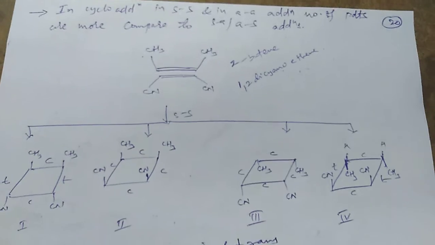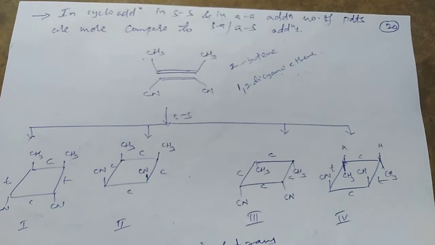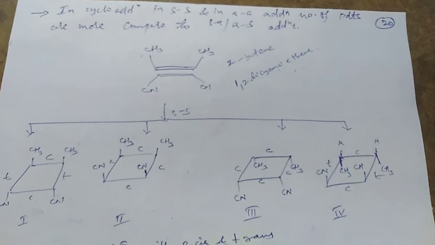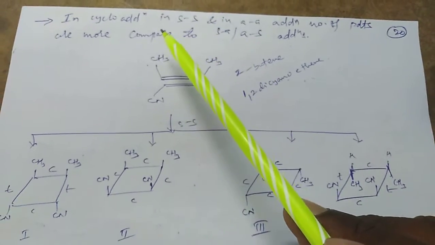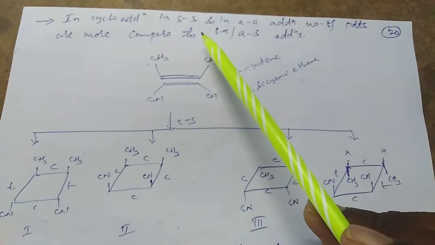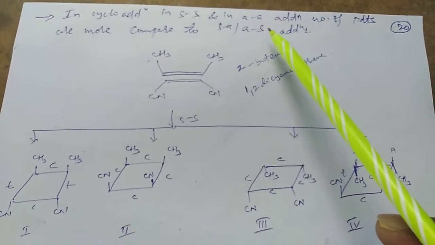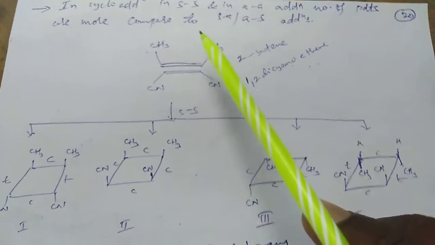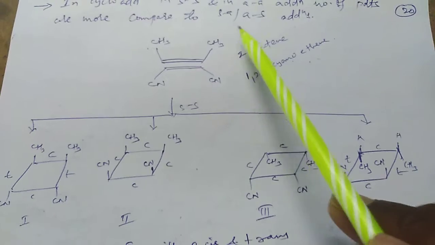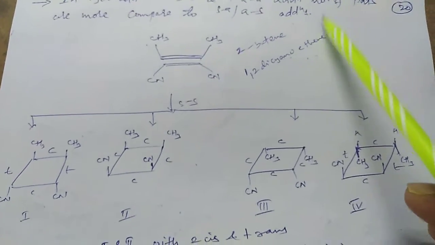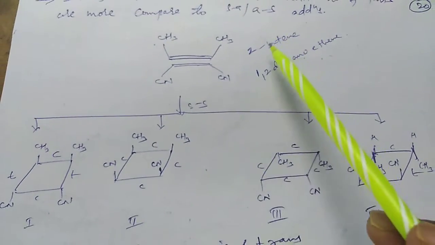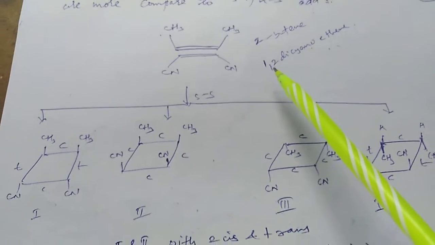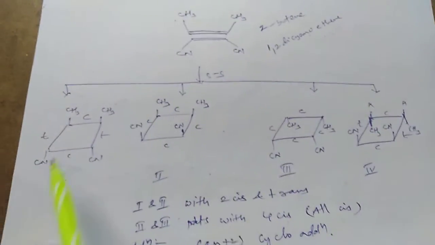Now we are going to explain cycloaddition reactions where, in supra-supra and antara-antara addition, the number of products is greater compared with supra-antara or antara-supra addition. Now we are taking one example. 2-butene reacts with 1,2-dicyanoethene. It gives 4 products.